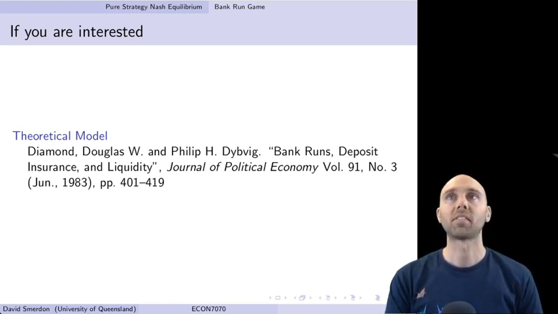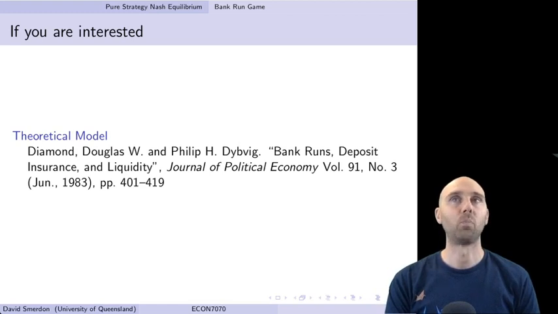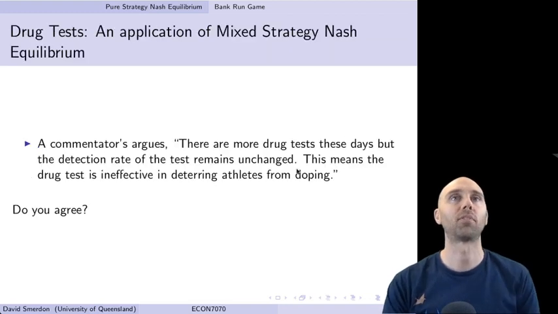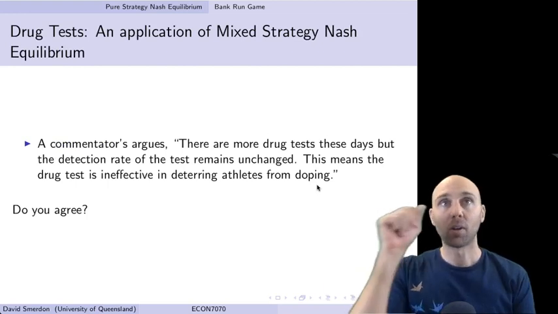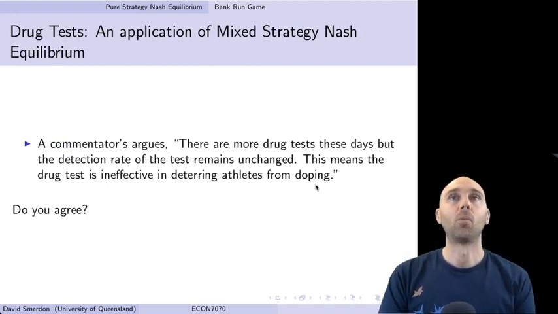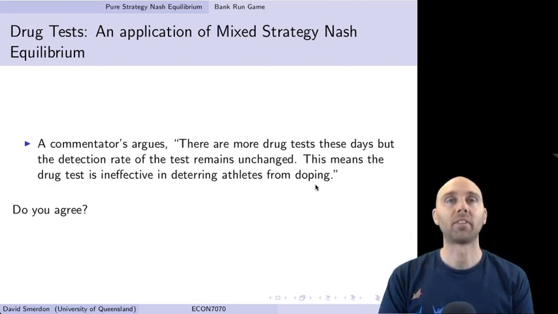Okay, one more example for today, and now we're going to look at mixed strategy Nash equilibria. This example comes from the world of professional sports and drug testing, doping. A commentator argues there are more drug tests these days, but the detection rate of the test remains unchanged. This means the drug test is ineffective in deterring athletes from doping. This seems like a pretty logical statement if the number of drug tests is higher. Let's see whether or not we can get some evidence from our theoretical models.